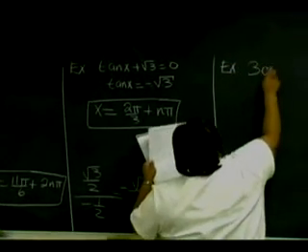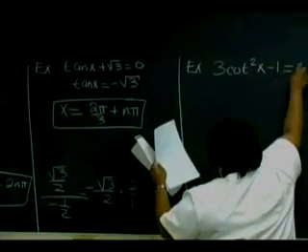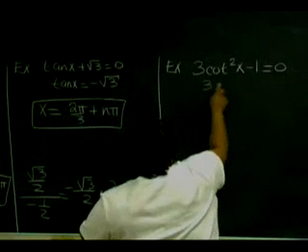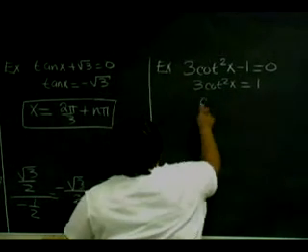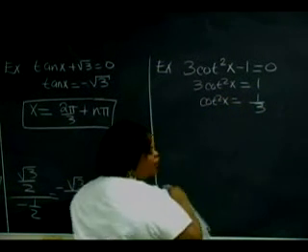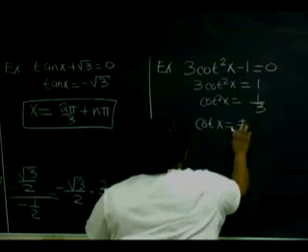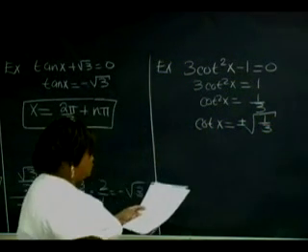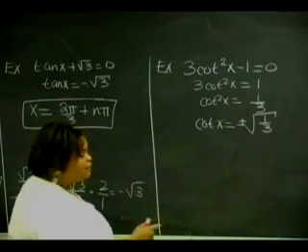We have 3 cotangent squared x minus 1 equals 0. Let me get my cotangent on one side. So I have 3 cotangent squared x equals 1, or cotangent squared x equals what? 1/3. So cotangent x is what? Plus or minus the square root of 1/3. Why is it plus or minus? Square root. Positive and negative.